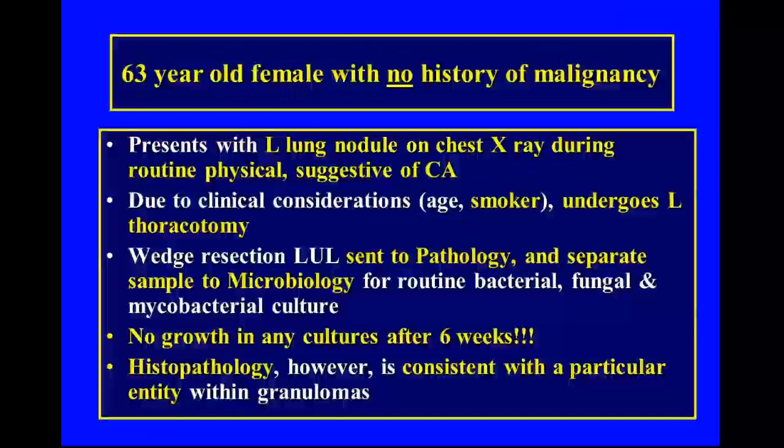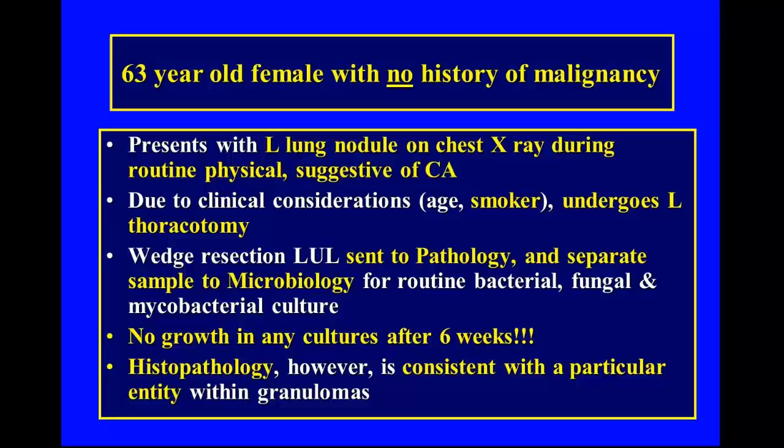This lady is 63, no history of malignancy, has a left lung nodule on x-ray during a routine physical, suggestive of cancer. She was a smoker, a bad smoker, so clinically it was felt best that she undergo a thoracotomy. They did a wedge of the left upper lobe, sent to pathology and separately to micro for routine bacterial, fungal, and mycobacterial cultures. Nothing grew after 6 weeks in micro.